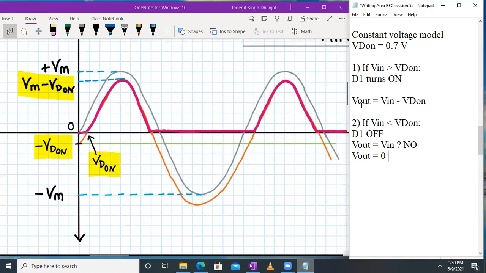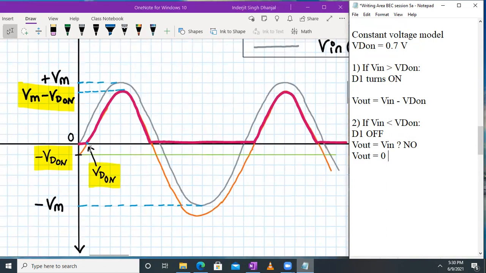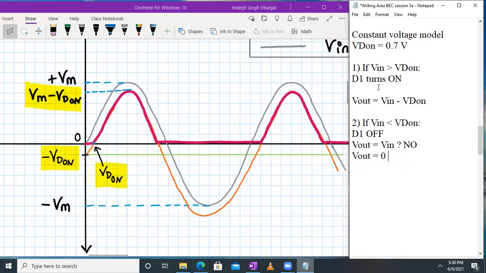Okay. Now, for the first condition, when Vin is greater than VD on, the diode turns on. Now, which Vin are we talking about over here? So see this condition, Vout equals Vin minus VD on. So whenever Vin is greater than VD on, my Vout will be positive, as you can see clearly over here.